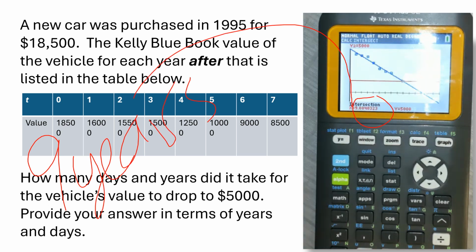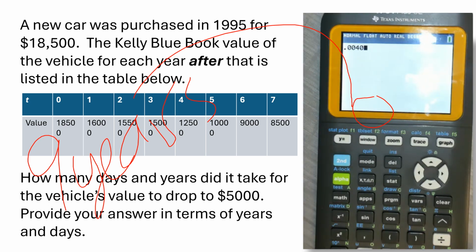Now I need to take my calculator and write this down on a piece of paper. Give me 1 second. 0.0040323. That's a partial year, and we need to change that partial year into days. We ask ourselves, how many days are there in a year? Just like how we learned in lesson 1 in conversions from standard form to decimal form and vice versa. And we can say that approximately 9 years and 1.471 days it will take until the value of the car is 5,000.